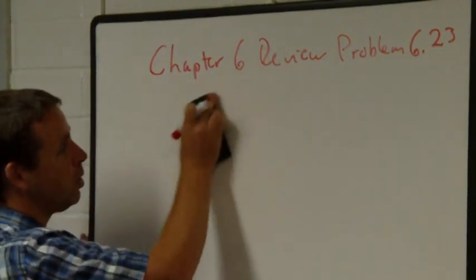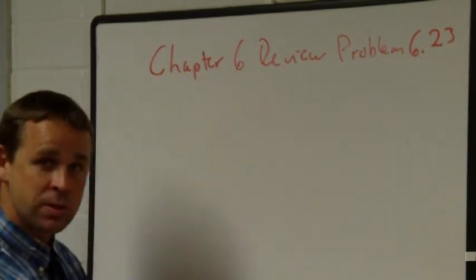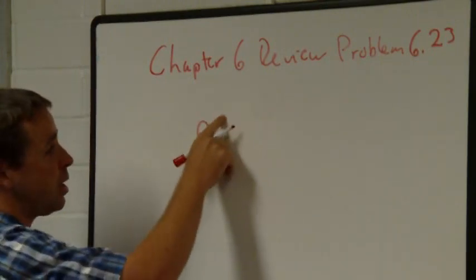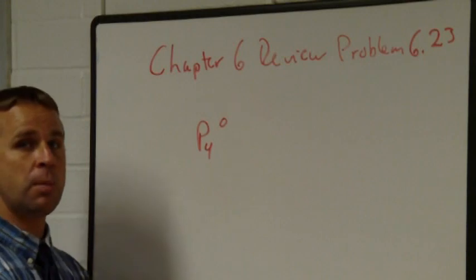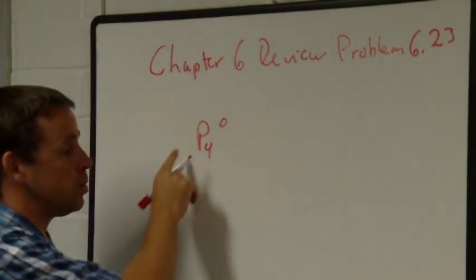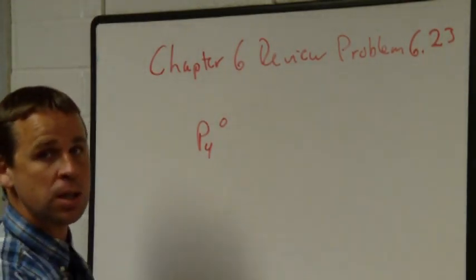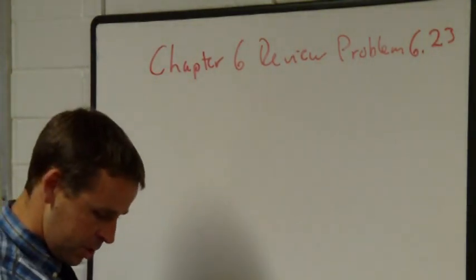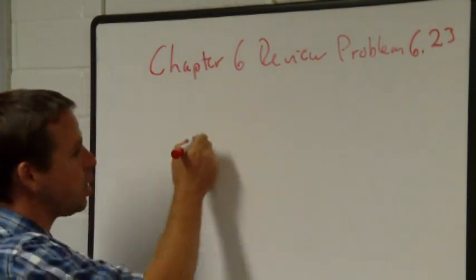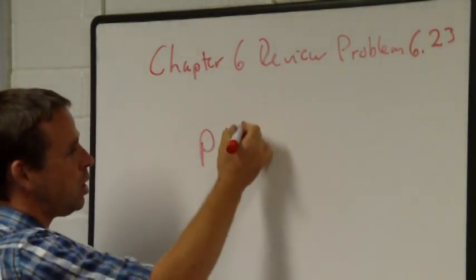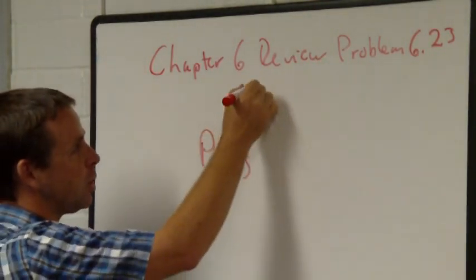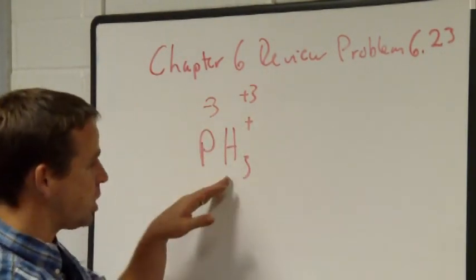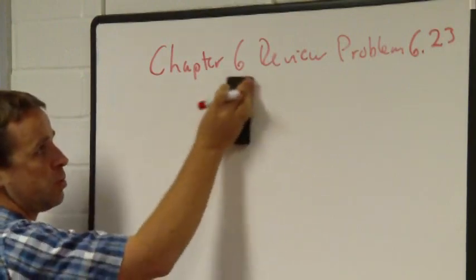C, P4. When you have something like that, the sum of all the charges has to add up to 0. Therefore, there can't be any charge on any of those atoms. The oxidation state is 0 for everything. So for C, the answer is 0. PH3: each H has a +1, that's a total of +3. Therefore, phosphorus has to have a -3. So each H has a +1, and phosphorus has a -3.